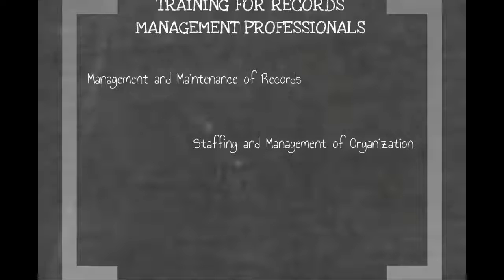Second is staffing and management of the organization. It covers training in providing a policy framework for how people are expected to manage their records and use the system in place. Standardizing information resources throughout an organization or group of organizations. Enabling appropriate access to information, managing and monitoring budgets and resources, collating and writing reports, and training and supervising record staff.